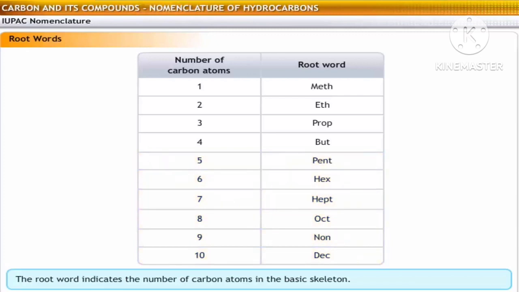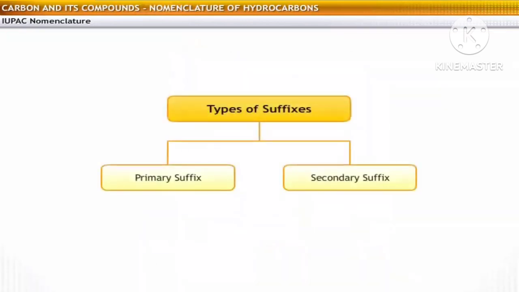For instance, when there is 1 carbon atom in the compound, the root word is meth. In case of 2 carbon atoms, the root word to be used is eth. Similarly, if the compound contains 10 atoms of carbon, the root word is dec. The phrase which indicates the nature of a functional group in the molecule is called the suffix.